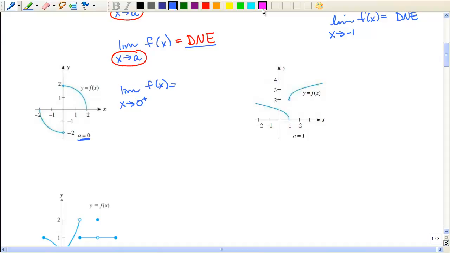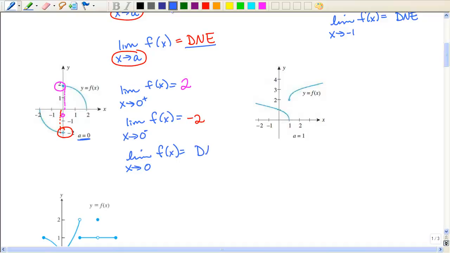Next one, we want the limit as x approaches 0 from the right-hand side. All right, so again, here's 0. I want to go a little bit bigger than 0. What is my y value getting close to? 2. Then we have as x approaches 0 from the left-hand side, a little bit left of 0. I'd have to come down here to this part of the function, and that's -2. And so if I ask you what is the limit as x approaches 0, does not exist, because again, those don't match. So you've got to really get used to that notation with the little pluses and little minuses to the right of the number. It's kind of really odd looking.